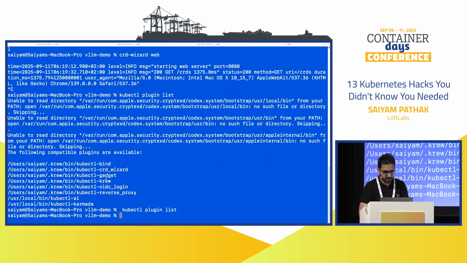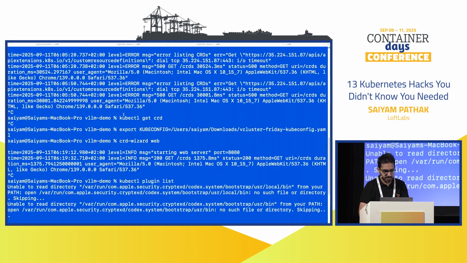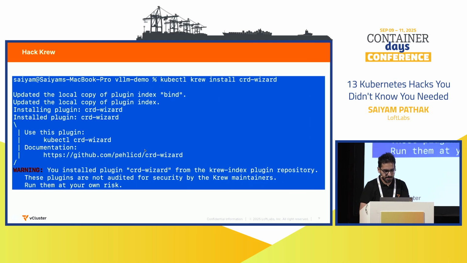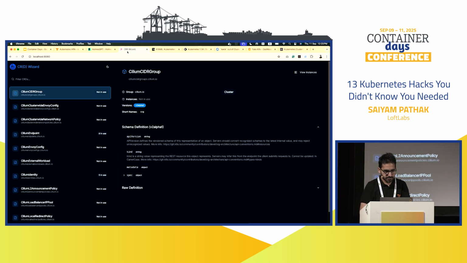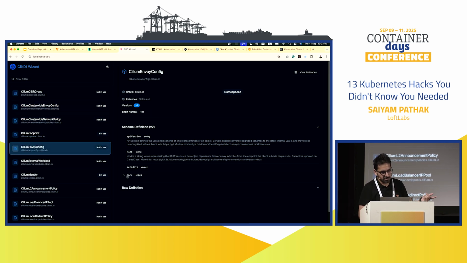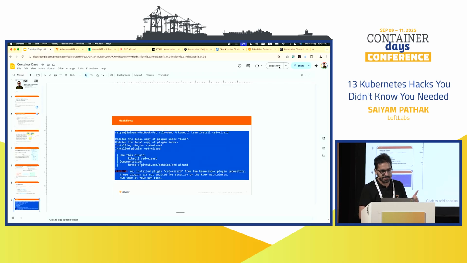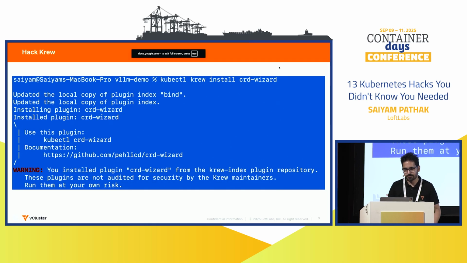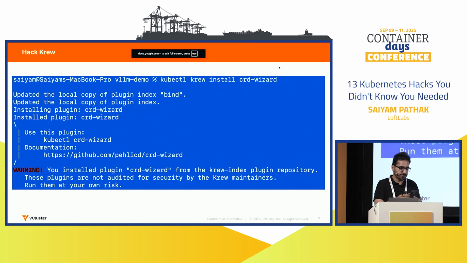So this is how it looks, the CRD wizard. Just do CRD wizard web. You can also view it on the web, and this is how it will look. You will have all the custom resources over here. You'll be able to see all the stuff. So this is something that was installed as a Kueue plugin. Similar to that, like there was in the slide, there are 305 plugins that you can choose from. I need to keep track of time too.